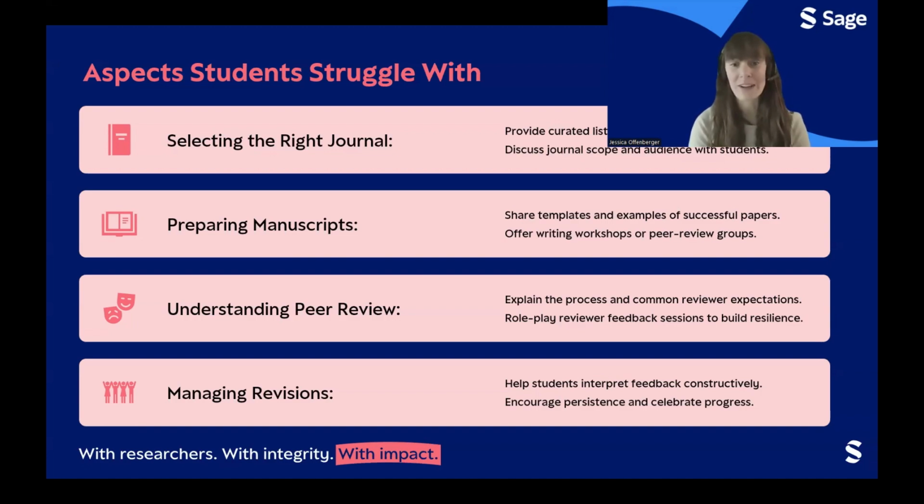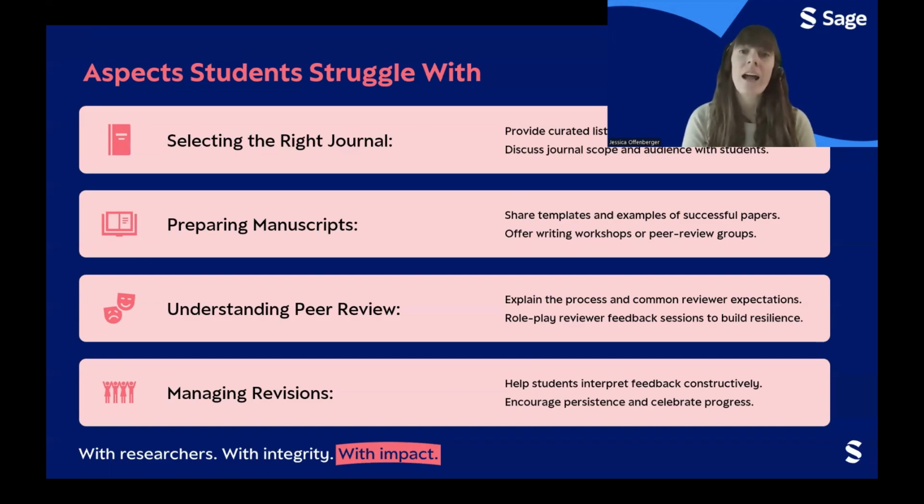home for their research. In terms of actually writing the manuscript, this can be incredibly daunting, especially after you've spent months or years conducting that research. So sharing templates and examples of successful papers, pointing students to the author guidelines. The author guidelines have clearly outlined the type of manuscripts that they accept, those article types, and the structure that each journal requires. But then there are some overall templates that might be most relevant to your discipline.